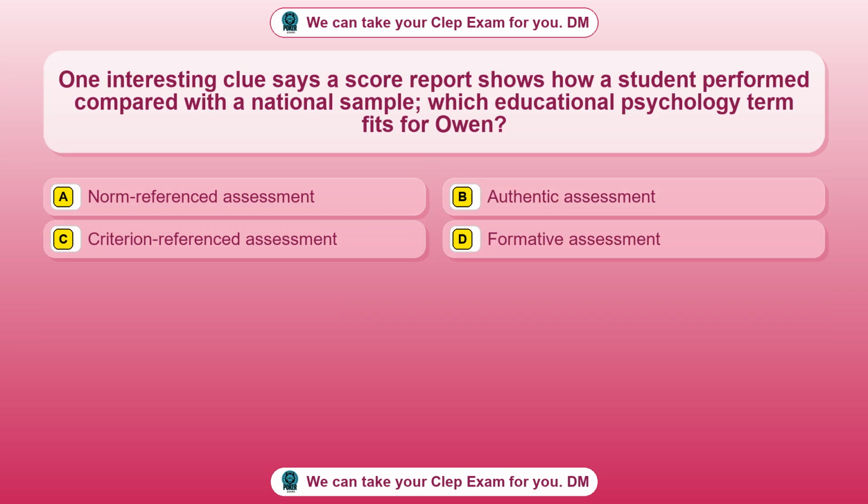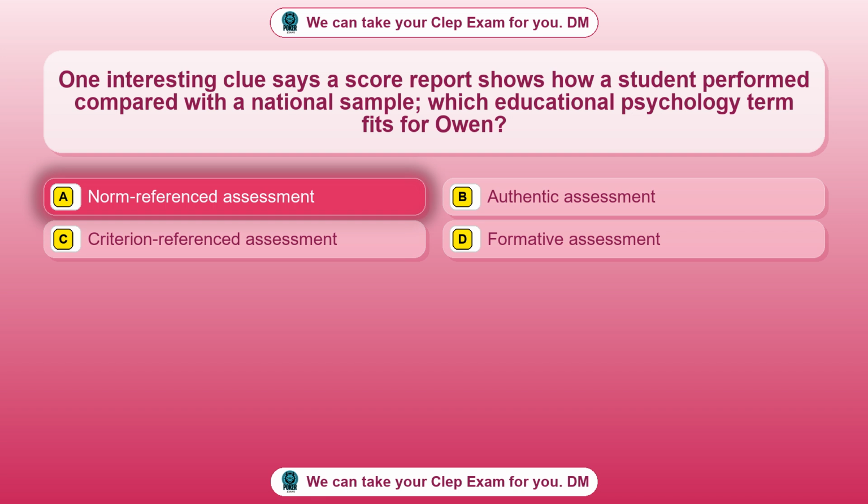Question 55. One interesting clue says a score report shows how a student performed compared with a national sample. Which educational psychology term fits for Owen? Option A, norm-referenced assessment. Option B, authentic assessment. Option C, criterion-referenced assessment. Option D, formative assessment. The correct answer is option A, norm-referenced assessment.